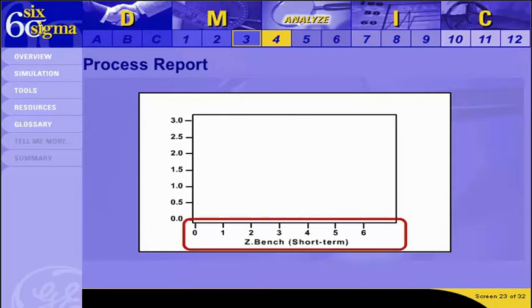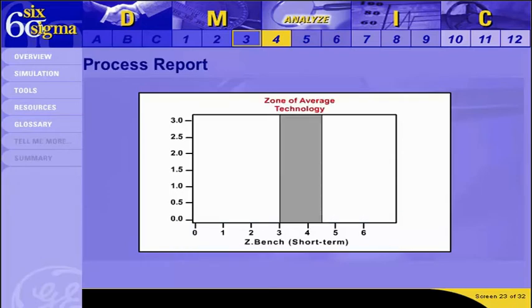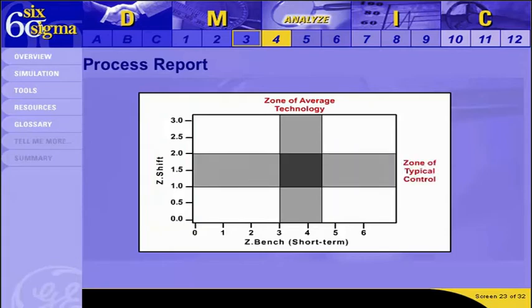The Z sub st is on the x-axis, with the zone of average technology indicated as between 3 and 4.5 sigmas, while the Z shift is on the y-axis, with the zone of typical control indicated by a Z shift of between 1 and 2. The results are indicated by quadrants.